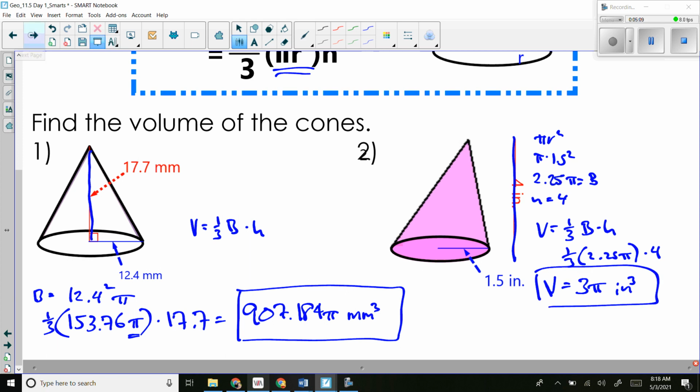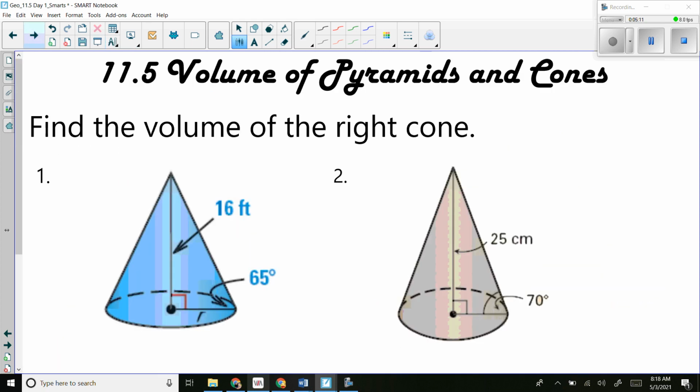All right, next slide. Okay, these are going to get a little bit harder now. So this is on the next page of your notes. With these ones, when they give you a degree and only one measurement, we're probably thinking it's either sine, cosine, or tangent. Since we have a right triangle, and compared to our angle of 65 degrees, we're looking for r, our radius, and they give us the opposite side, which is 16. So my r compared to the 65 is the adjacent side. So adjacent and opposite, that's tangent.